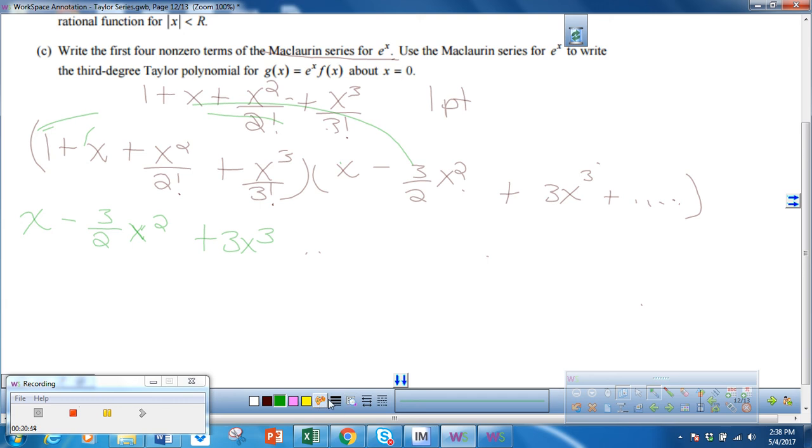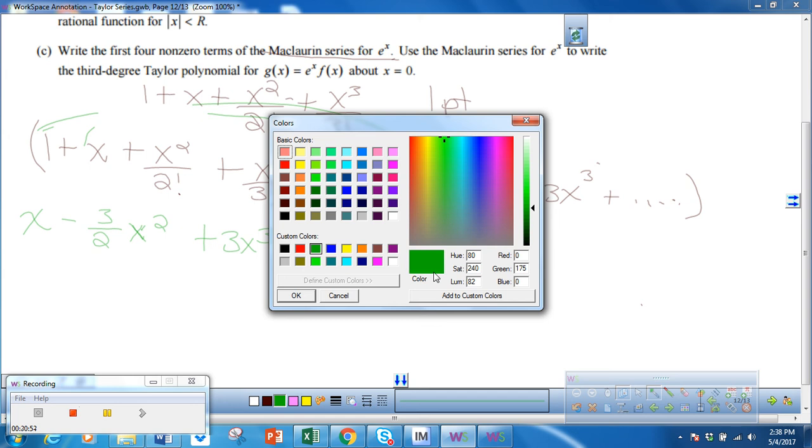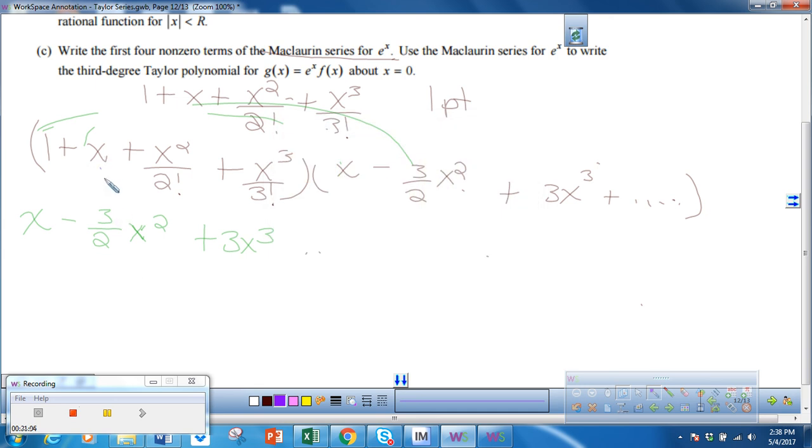Then I'm going to multiply, I need another color. I need something a little darker than this. Let's try this blue. So the next thing I'm going to do is I'm going to multiply x by each of these. So x times x is x squared, and then x times negative 3 halves x squared is negative 3 halves x cubed. So since I have x cubed, there's no need to multiply by this one because that would give me too much. The power would be too great.